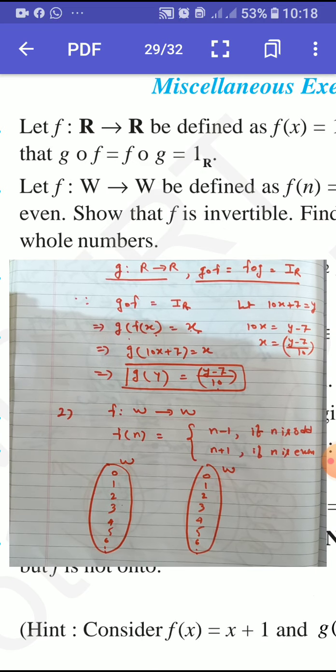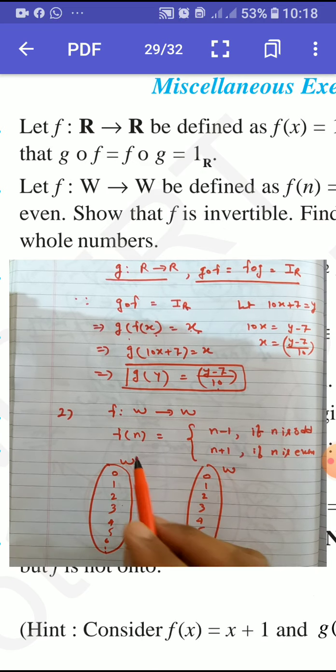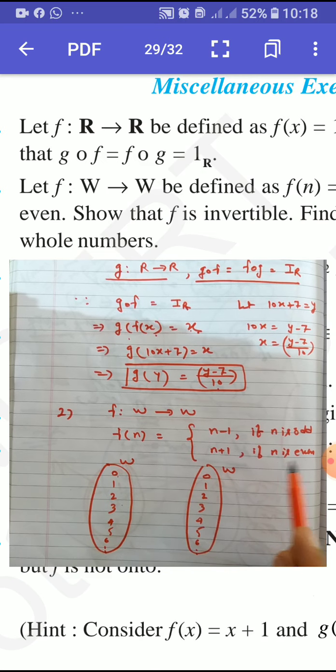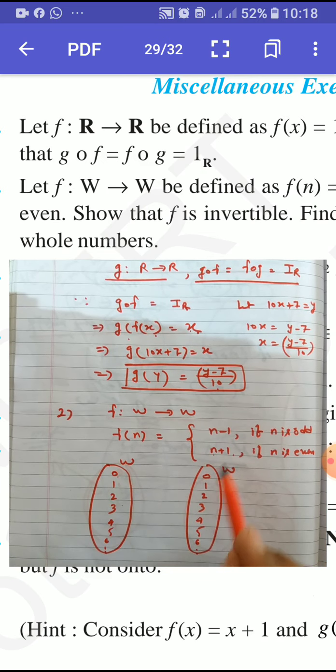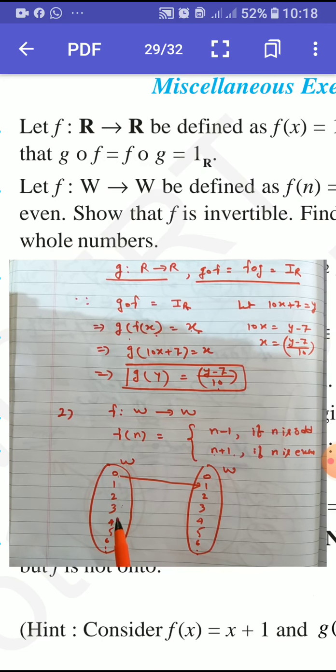If n is even, and 0 is an even number, so you will put here n even: 0 + 1 = 1. So the image of 0 is 1. If you put n = 1, since 1 is odd, 1 - 1 = 0. The image of 1 is 0. In the same way, the image of 2: 2 is even, plus 1, gives odd.